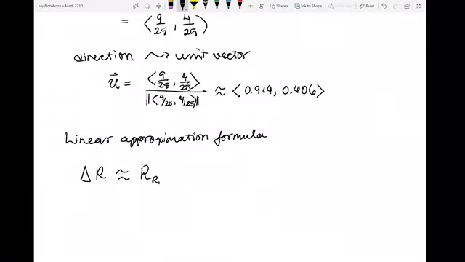formula, and it goes like this: the change in R is approximately equal to the partial of R with respect to R1, plug in the values 4 and 6, times our delta R1, plus the partial of R with respect to R2, evaluated at 4, 6, times the delta, or the change in R2. Okay.